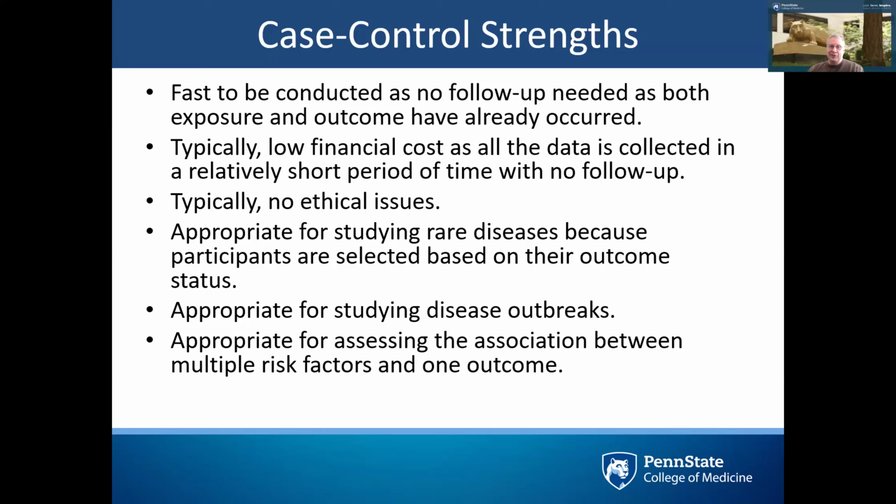And they're appropriate for assessing the association between multiple risk factors and one outcome. So again, as I stressed a little bit, in a case control study, the outcome is always, is it a case or a control? So you can look at multiple risk factors. Is weight associated with my outcome? Is gender associated with my outcome? Is whether the person is hypertensive, yes or no, associated with the outcome? So you can look at multiple exposures and see if they're associated with this outcome of interest.